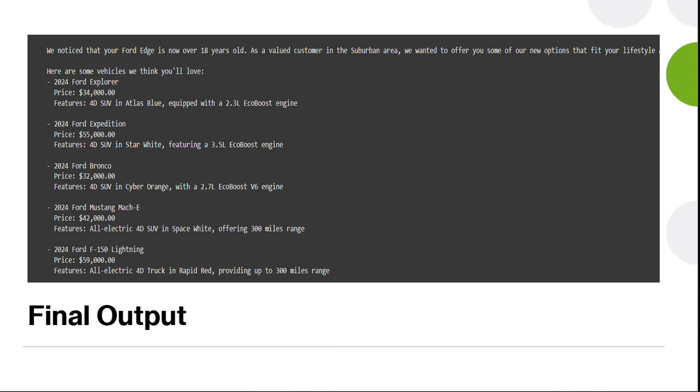It'll just basically say, hey, we noticed that your whatever Ford Edge is X amount of years old, and we want to offer you some of our new options. And so it sends out cars that are based on certain parameters that I put in that the website offers. So here you can see there's a 2024 Explorer that has this price and these features.